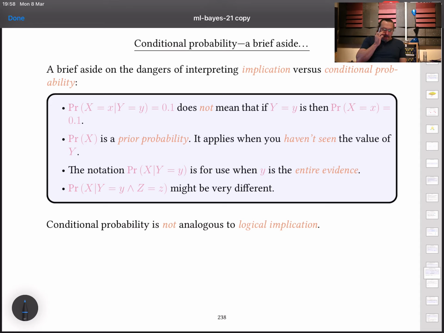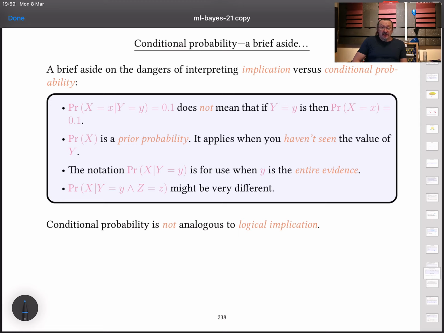Firstly, do not fall into the mistake of thinking, as in the first bullet point here, that if you've established that the probability of x conditional on y is 0.1, you can conclude that if you know the value of y, then the probability of x is 0.1. This is not a good thing to do. The probability of x expressed on its own is a prior probability, meaning that it's the probability you assign to x when you have no evidence whatsoever. Okay?